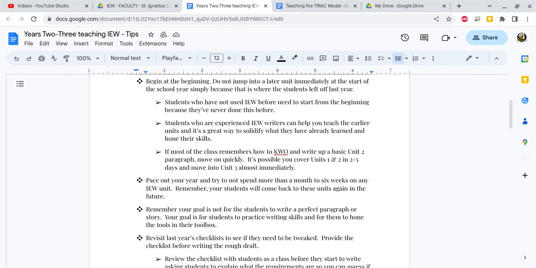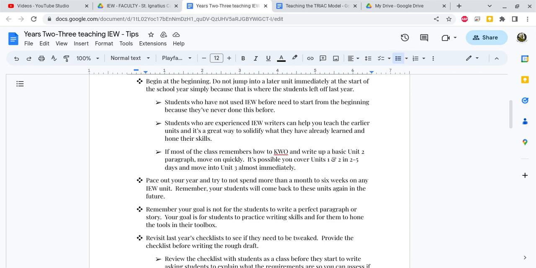So remember to begin at the beginning. Do not start in a later unit simply because you know that the students got through Unit 5 last year. Don't start in Unit 6. Always begin at the beginning. Students who haven't used IEW before are going to need to start there anyway, and odds are you might have one or two or even more students who've never done IEW before.